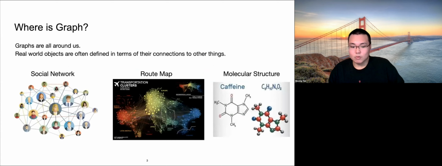And graphs are actually all around us. Real-world objects are often defined in terms of their connections to other things. A set of objects and the connections between them are naturally expressed as graphs. You're probably already familiar with some types of graph data, for example, the social network and the flight route map and the molecular structure.